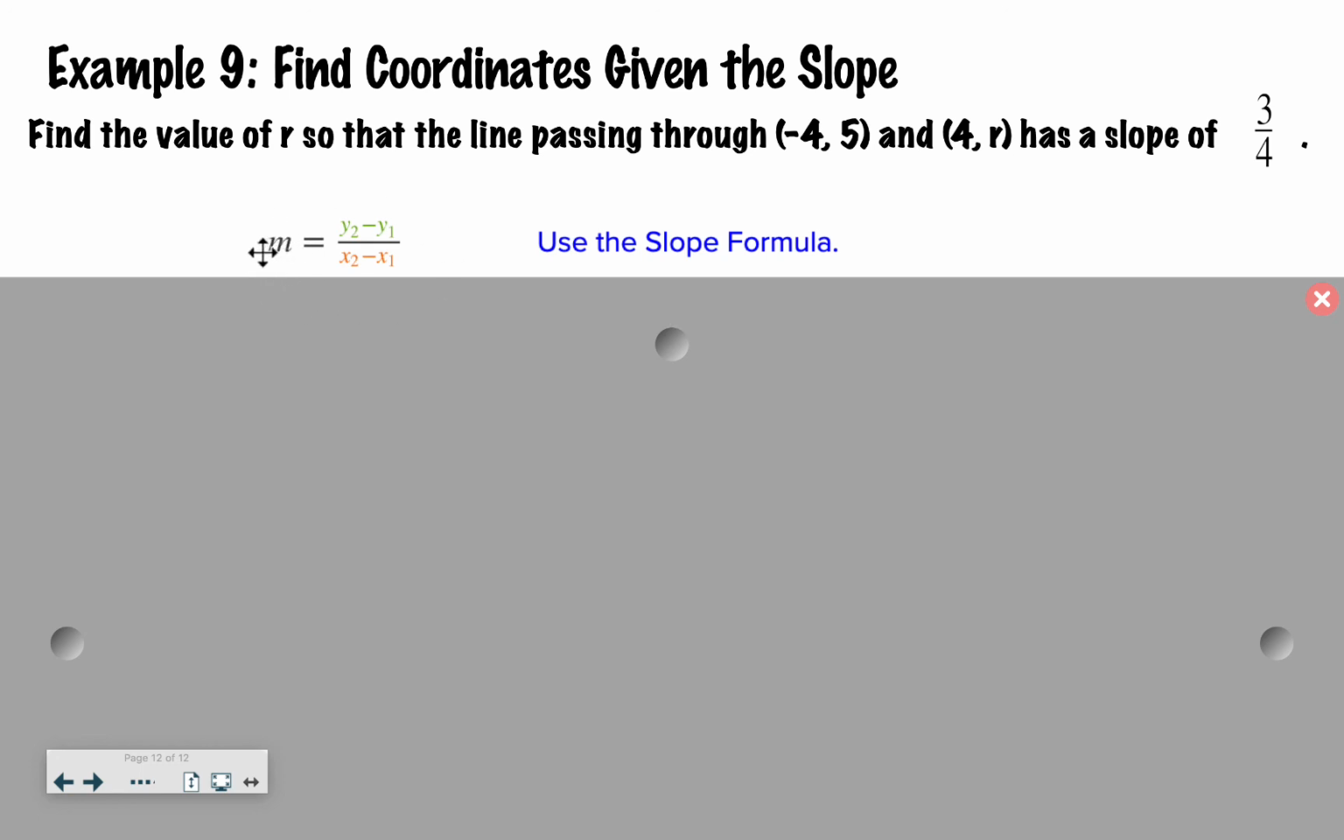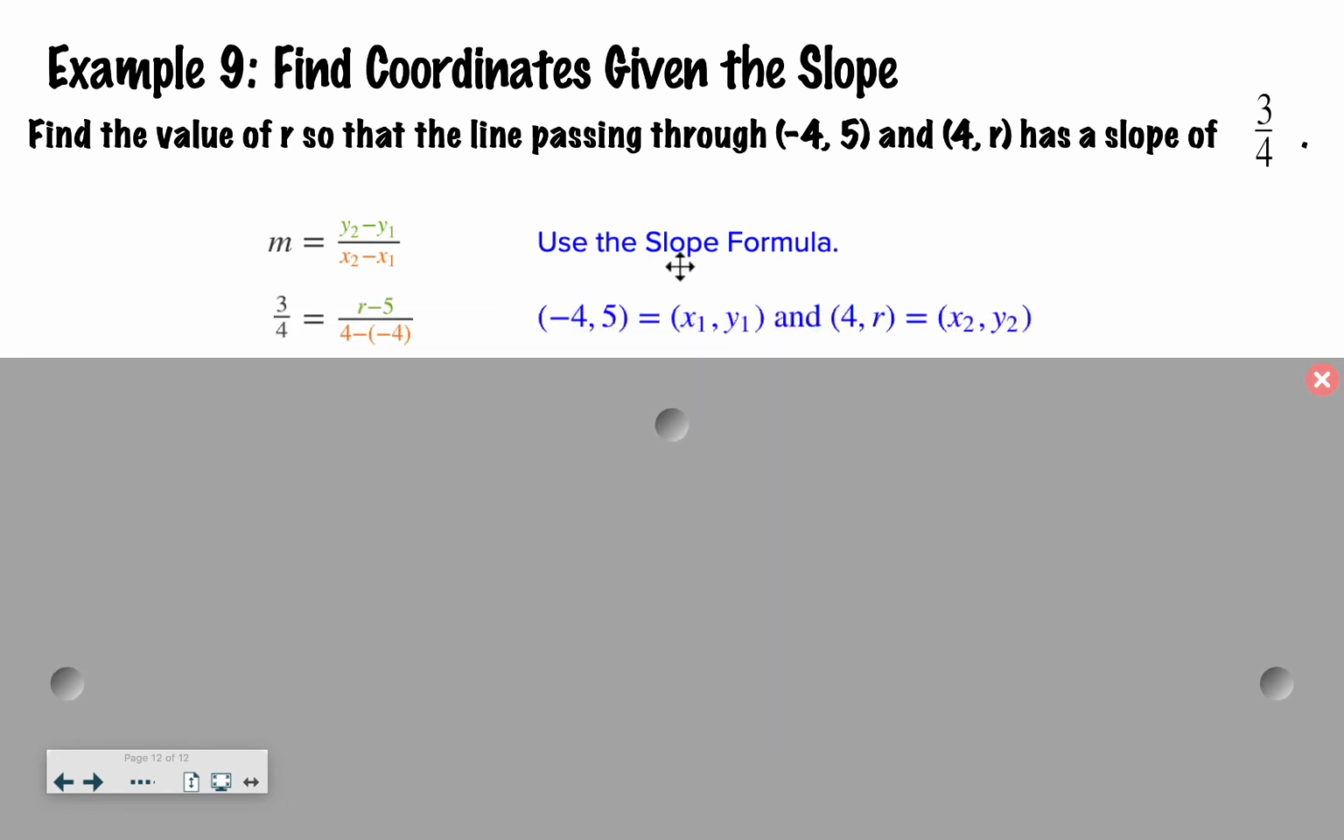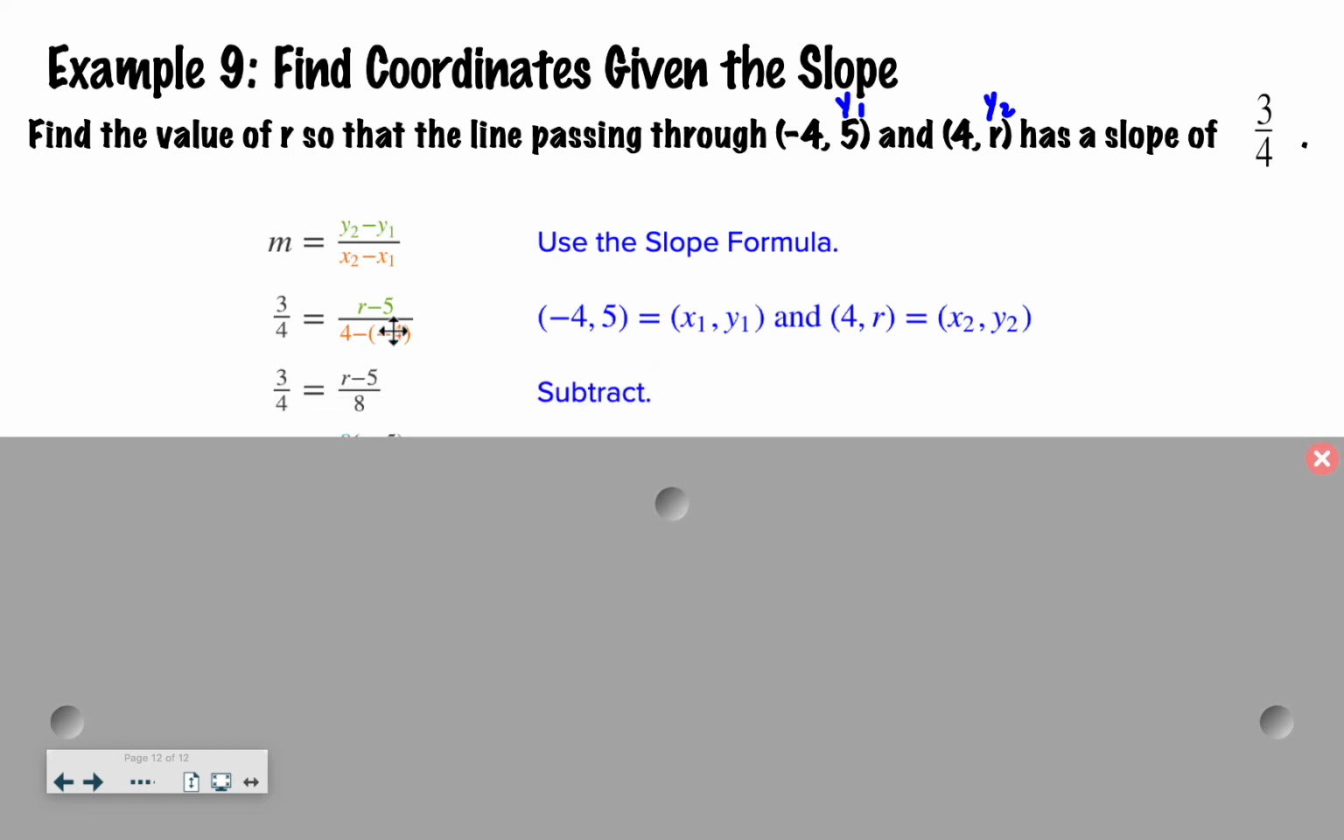Something I haven't mentioned yet in this video is that we represent slope using the variable m. So that's why it says m equals. And then I've been writing the y2 minus y1 over x2 minus x1. So if we plug in what we know, in this case, this was my y2, my y1. So r minus 5 would go on top, over 4 minus negative 4 would go on bottom, and it equals 3/4.